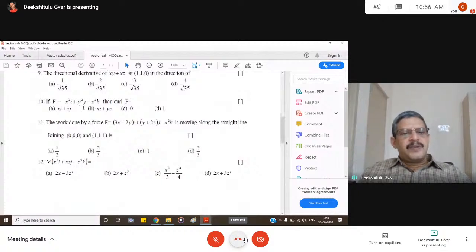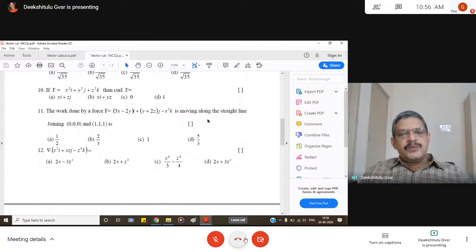So f is x square i plus y square j plus z square k. Then curl f is equal to... you have to find curl f. Work done by force in moving a particle on the straight line joining these 2 points. You know what is f dot dr, line integral f dot dr gives you the work done.